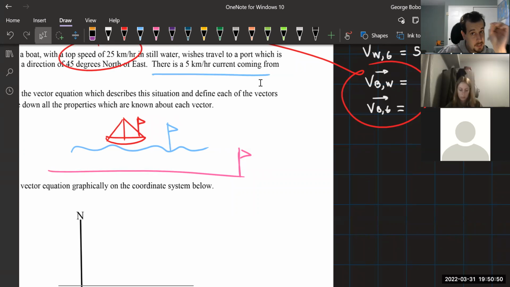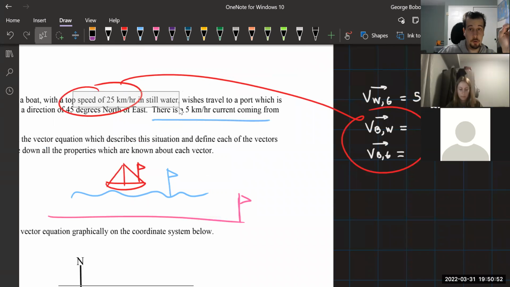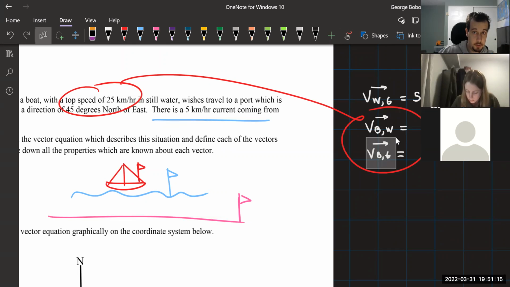So if they state in still water, that means you have been given a velocity that doesn't care about the water current. The only one that doesn't care out of these two is the one with respect to the water. The one with respect to the ground, you gotta add the current's velocity to figure it out. It cares about the current's velocity. This one does not. So this is secretly VBW.